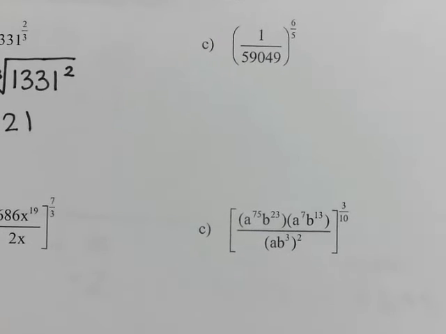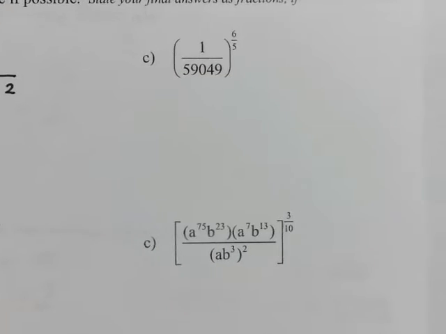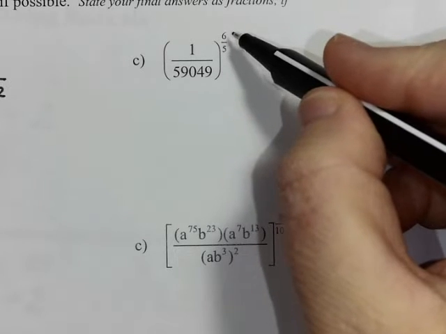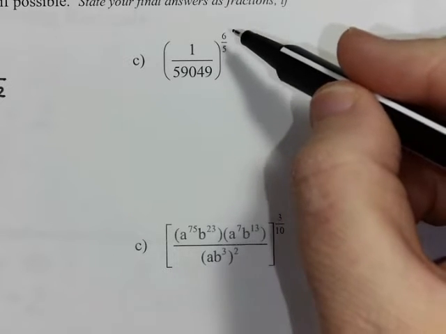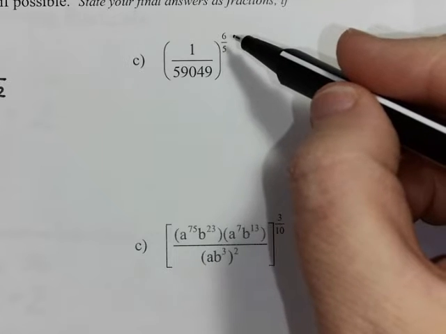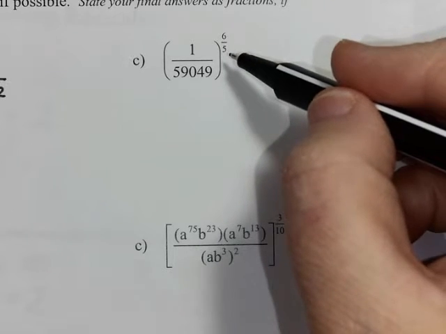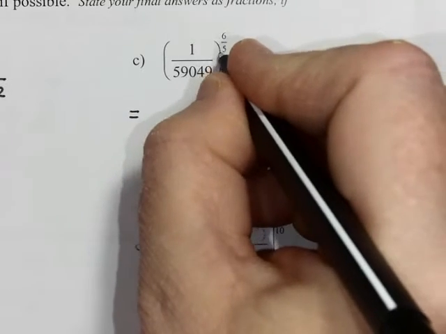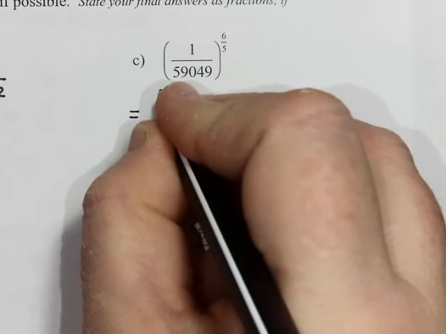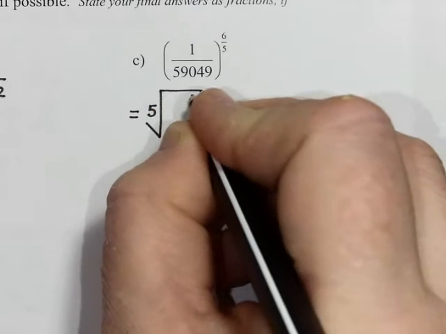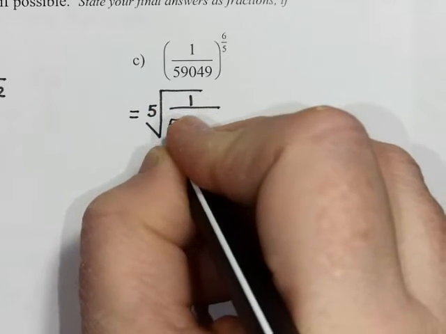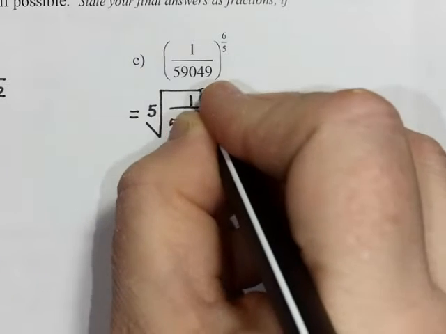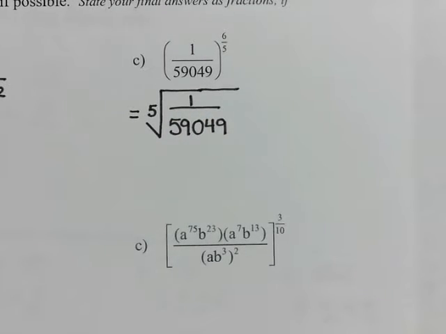This one has a fraction. So I have 1 over 59,049 to the power of 6 over 5. So the 6 on the top is a regular exponent. The 5 on the bottom makes a root. So this is going to be the 5th root of 1 over 59,049, and then to the power of 6.